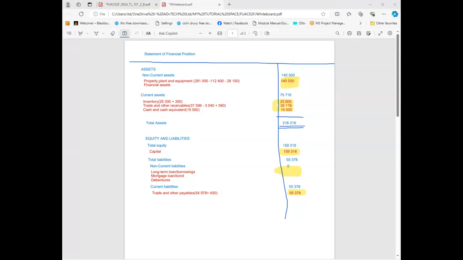Okay, sir. Perfect. So what we need to do at the moment, we are just going to add everything in blue, and find the total equity and liabilities.